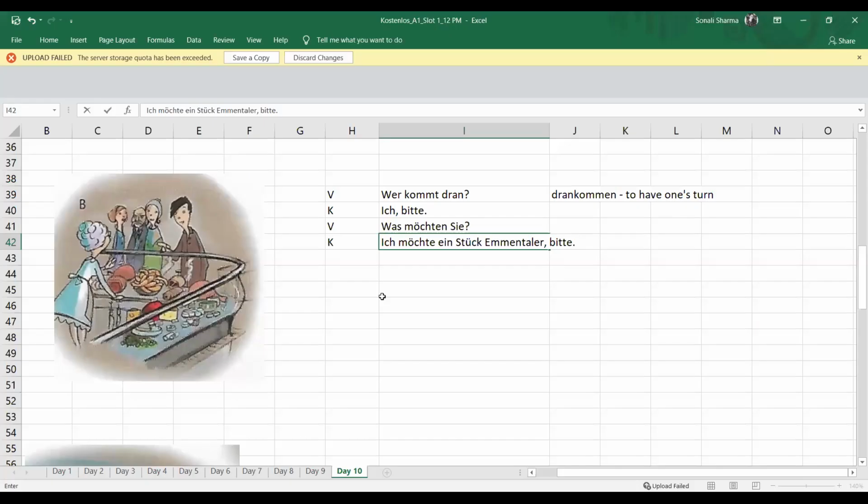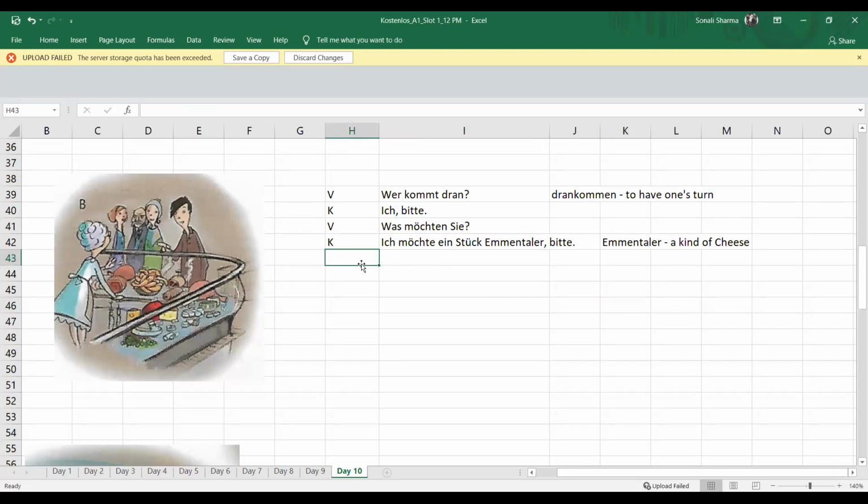If I remember, we have seen this in Tom and Jerry. If you have seen that cartoon channel, you might have seen such cheese in it. Okay, so: Ich möchte ein Stück Emmentaler bitte. I will write down the word Emmentaler, and the meaning is a kind of cheese. Emmentaler is a kind of cheese. Ich möchte ein Stück Emmentaler bitte.